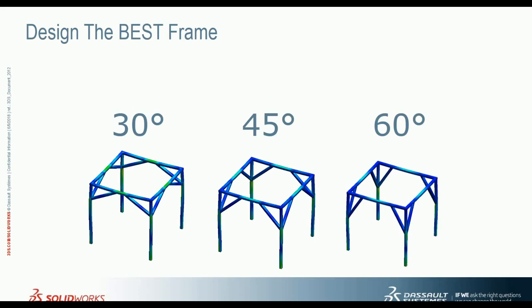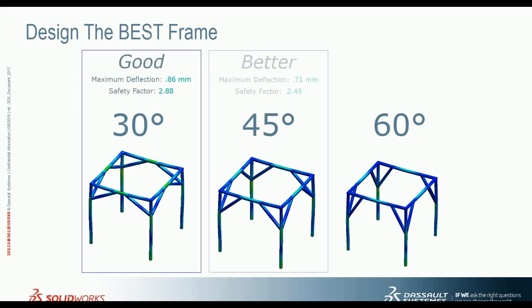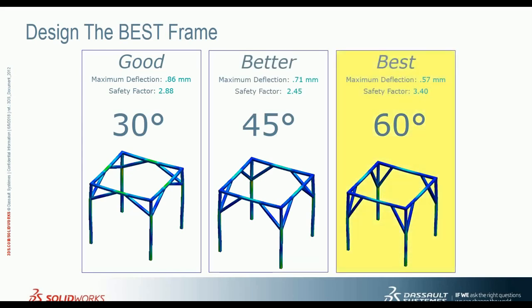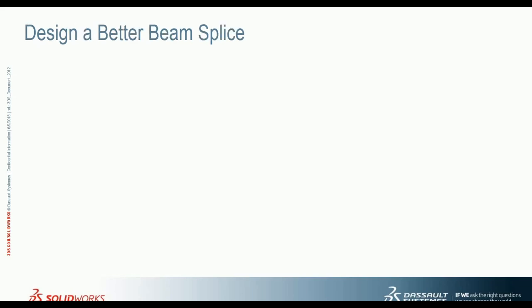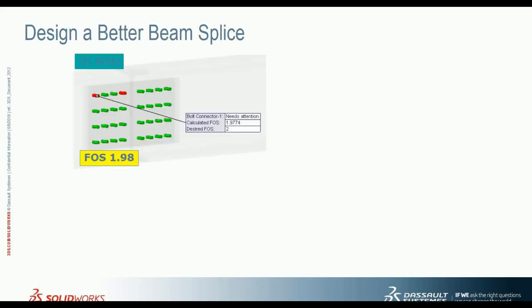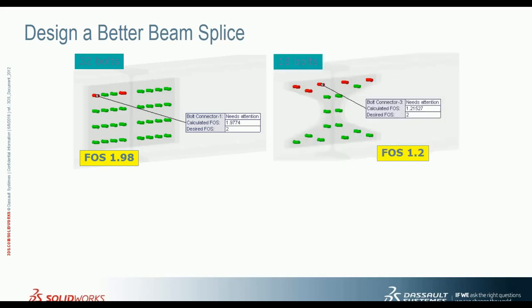Based on analysis, we conclude the good, better, and best with the specifications: the safety factor of 3.40 for the 60° base frame, and for the beam splice, the factor of safety is 1.98 for 32 bolts, 1.2 for 18 bolts, and 1.2 for 40 bolts.